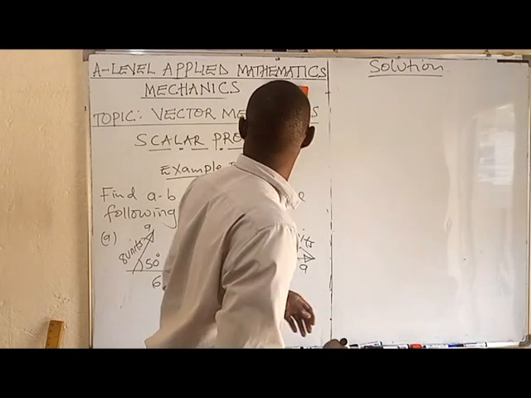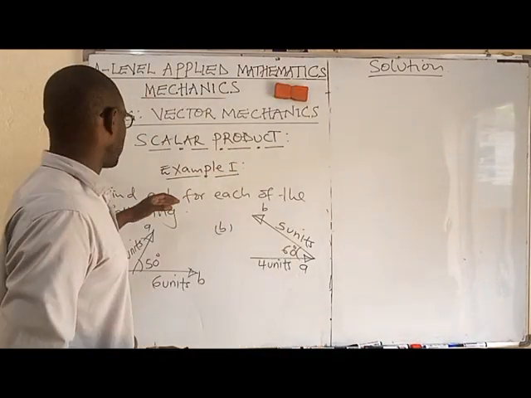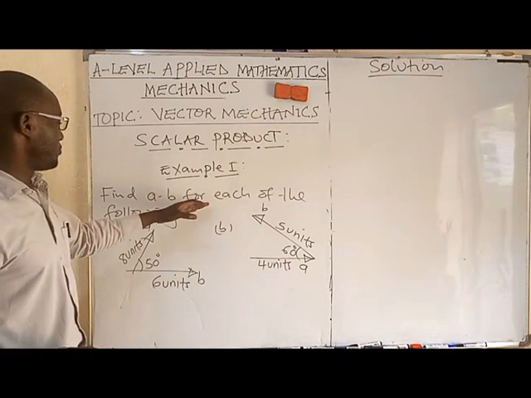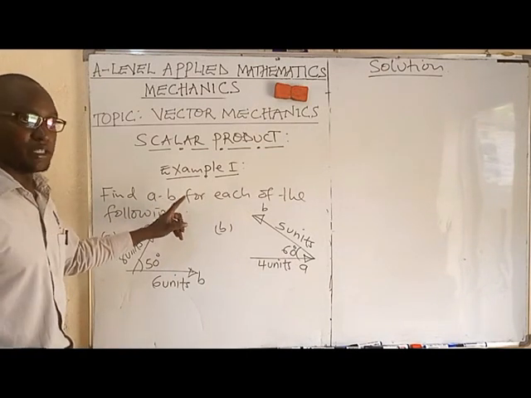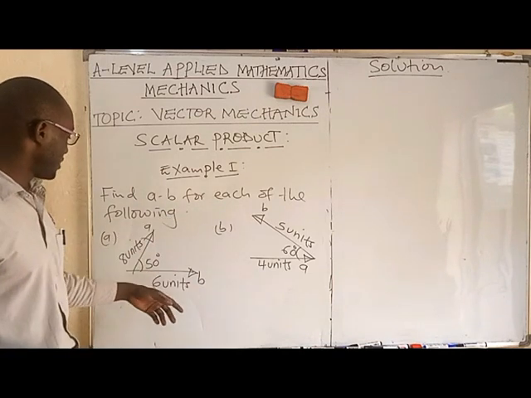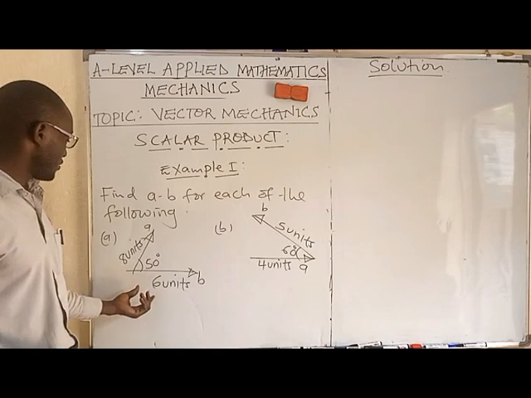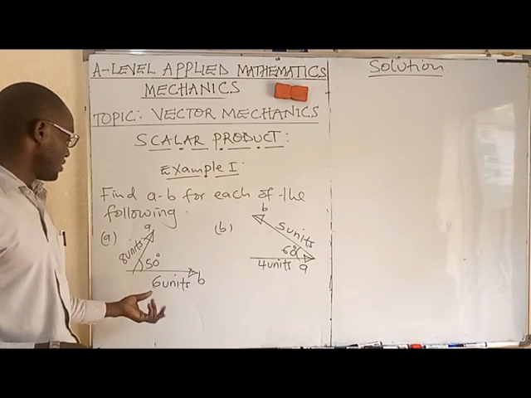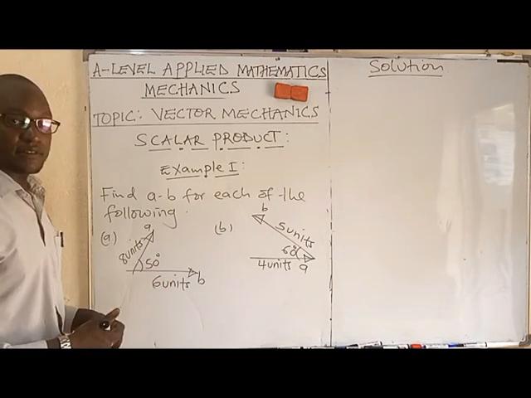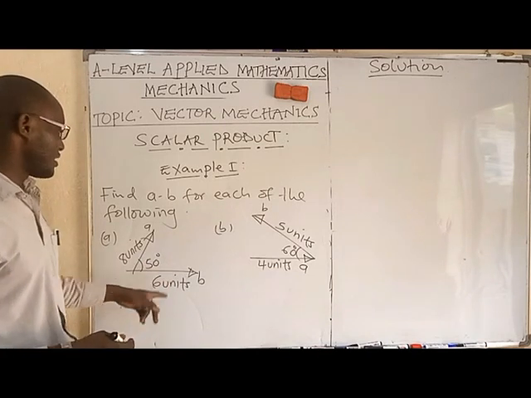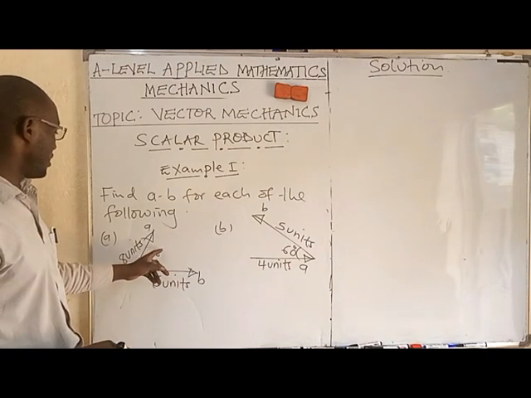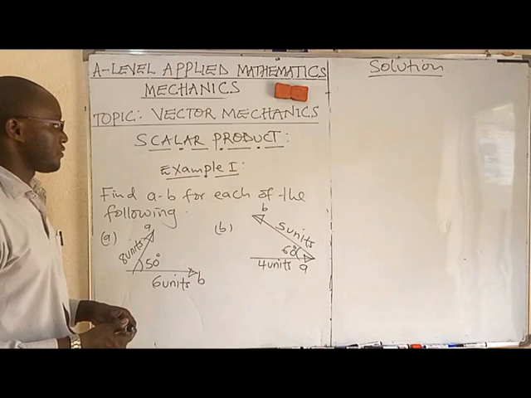From the break, let us go for our first example. That is example 1. Find A dot B. We pronounce this as A dot B for each of the following. So we have vector A and vector B, 8 units as magnitude, and then 6 units as magnitude of B, and the angle between them is 60. Yes, that is towards their direction, which is very okay.